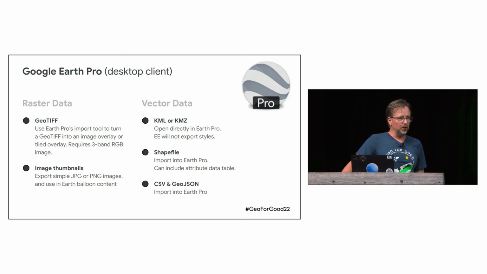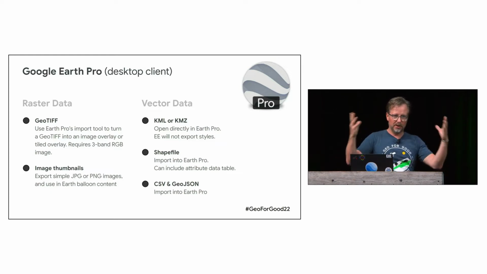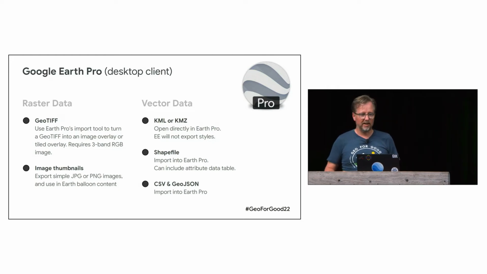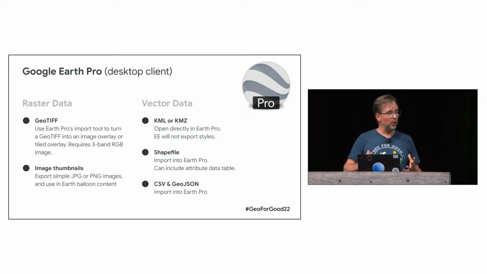Moving on to Google Earth, let's start with Earth Pro, the desktop client. This can import a number of formats that Earth Engine can create. So if you have a GeoTIFF that you've exported, your image with the geographic coordinates embedded in it, Earth Pro can actually import that. And if it's a small enough image, it will just lay it on the map on Earth where it belongs as part of that import process.